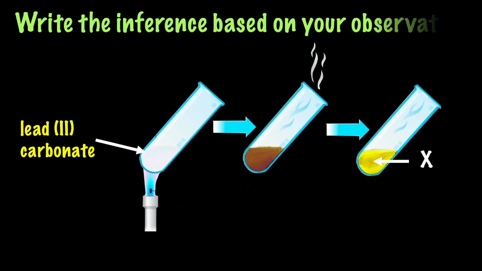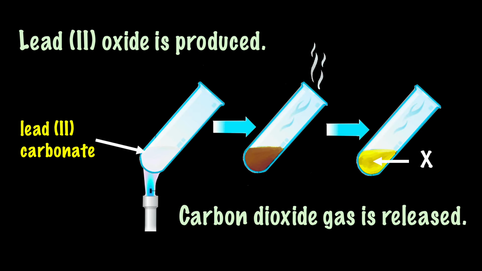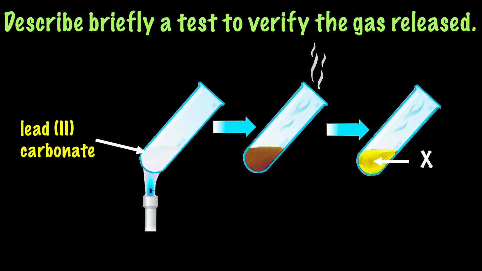Write the inference based on your observation. Jika observation kamu ialah change from white to brown and then to yellow, maka inference kamu perlu tulis, lead(II) oxide is produced. Jika observation kamu ialah colorless gas is released, maka inference kamu perlu tulis, carbon dioxide gas is released. Describe briefly a test to verify the gas released.